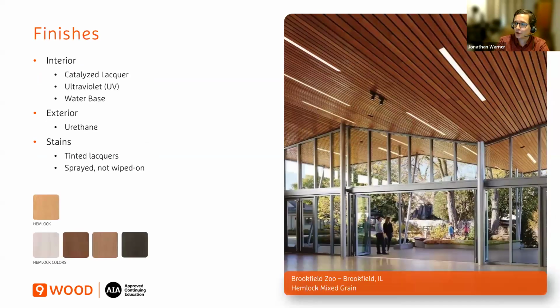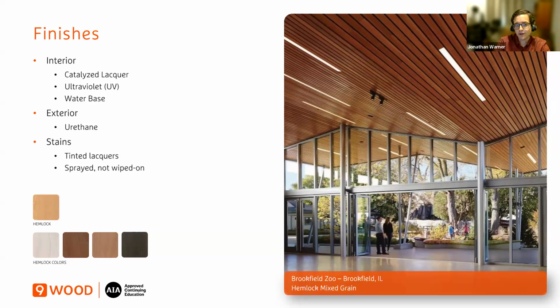Finishes, which are critically important at the end of the day. I'm going to cover the interior, exterior, and stains. In our industry, there are three basic interior finishes: a catalyzed lacquer, an ultraviolet, and a water-based. The UV is common in flooring. It's very thick and kind of hides the wood. It's not as important in a ceiling application, which doesn't need that kind of durability. Catalyzed lacquer is used often, and water-based is becoming more available. You want to protect the wood, but also highlight the beauty of the wood.